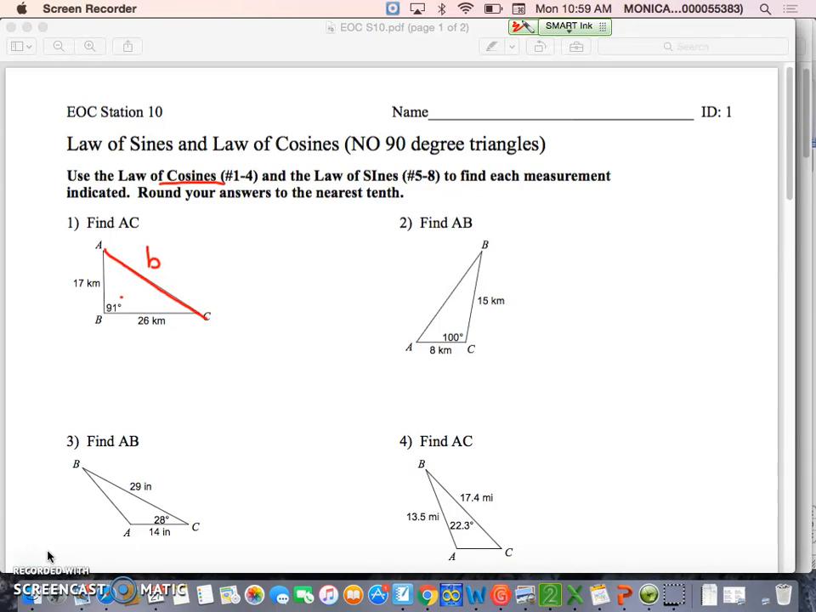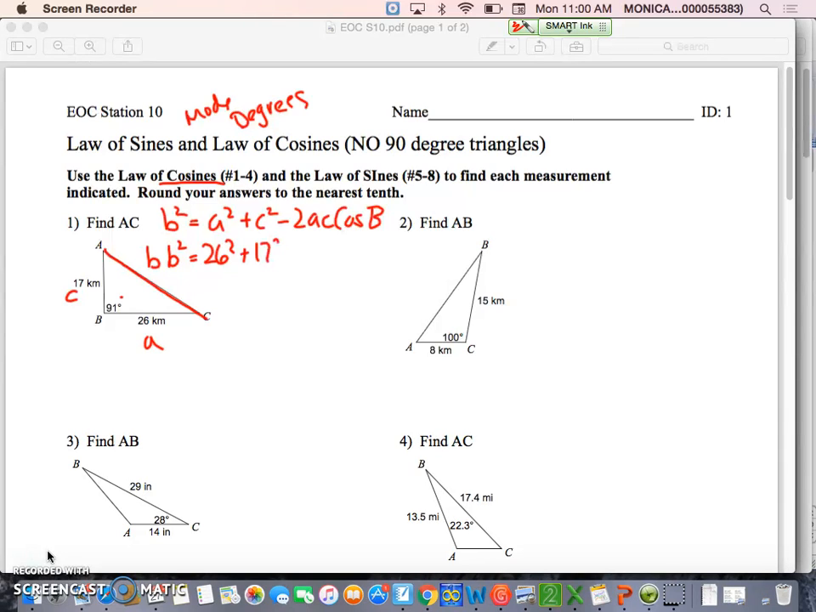So the formula I'm going to use is b squared equals a squared plus c squared minus 2ac, the cosine of big B. All right, so I just plug my numbers into the formula, and I get b squared is going to equal, remember, your mode has to be in degrees. So change that in your calculator to make sure you got that correct. So b squared is going to be equal to 26 squared. And I know this because this is little a, and this is little c.